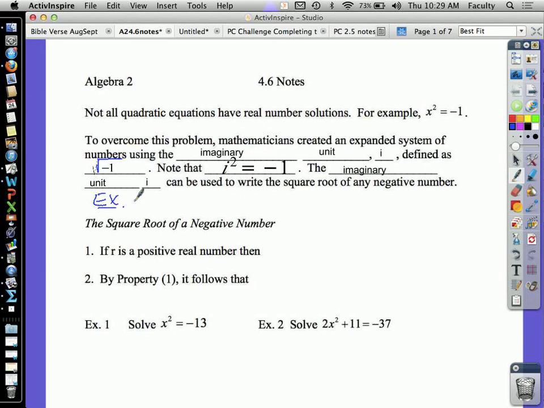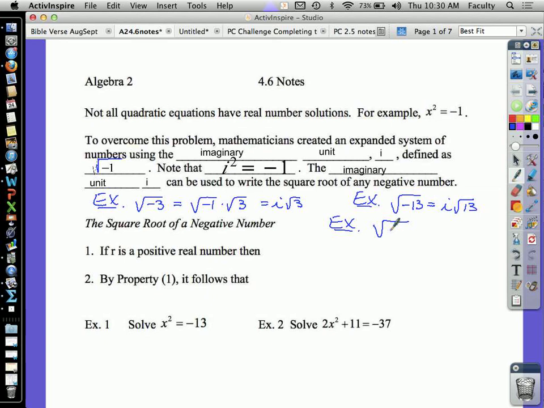So for example, if you have the square root of negative 3, we can use the product property that we learned yesterday. Remember the product property? So this is i square root 3. And if you get the hang of it, we can say the square root of negative 13 is just i square root 13.